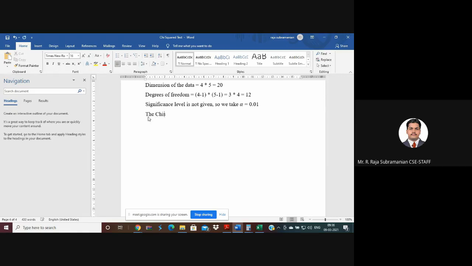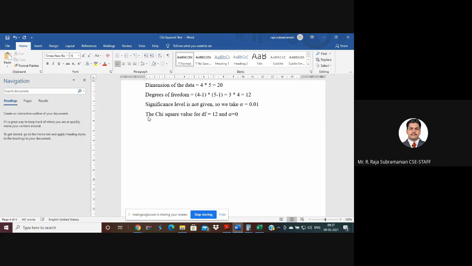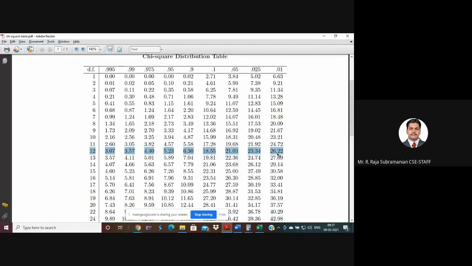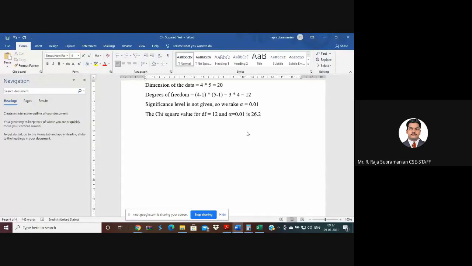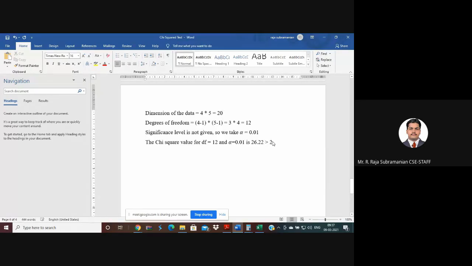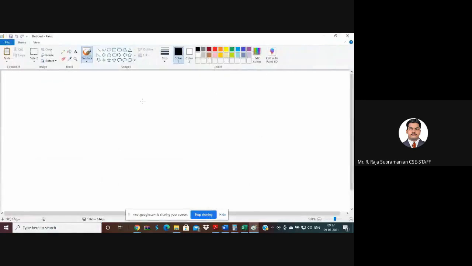So the chi-square value for df equal to 12, where df is degrees of freedom, and alpha equal to 0.01, you go and see in the chi-square table, it is 26.22. Yes, 26.22. And I say that which is greater than my value, 21.952. So it is actually greater. So when I go into my distribution table, I just draw it.